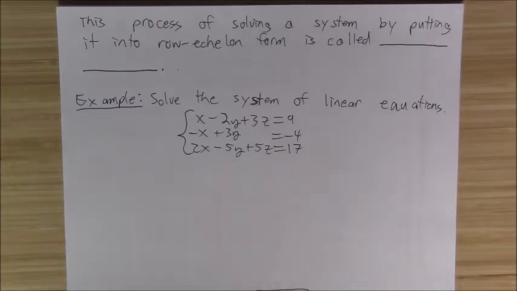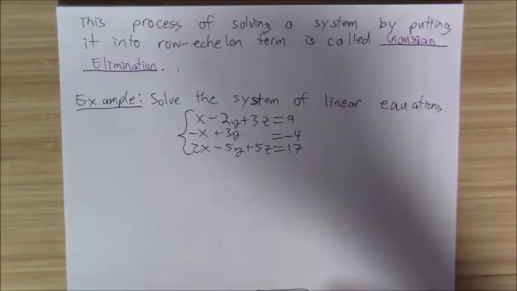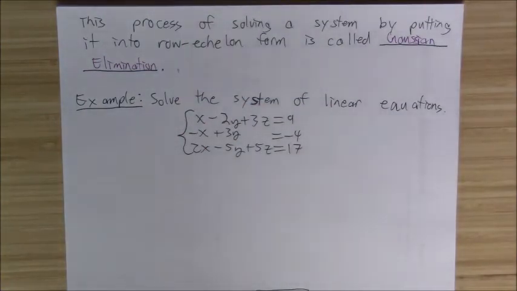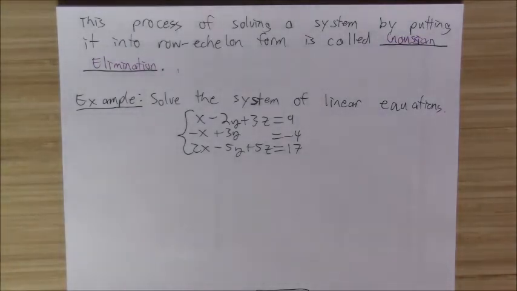So this process of solving a system by putting it into row echelon form actually has a name, which is Gaussian elimination. And this is named after the mathematician Carl Friedrich Gauss, who incidentally was probably the most prolific mathematician ever to exist. He's contributed to a number of different fields.